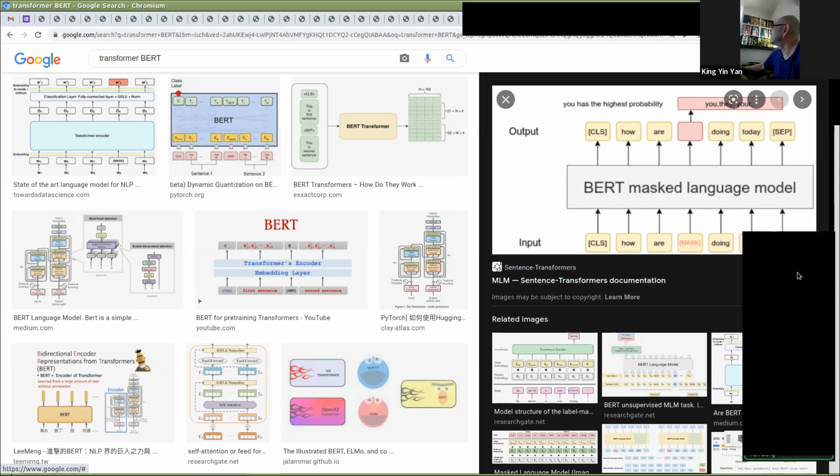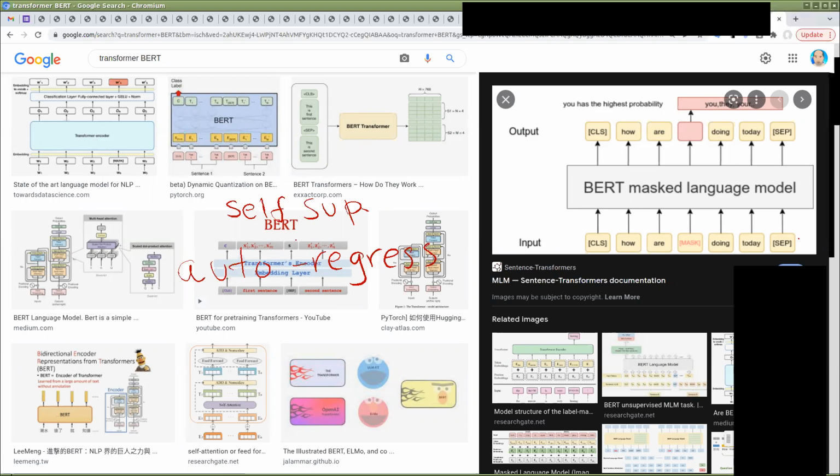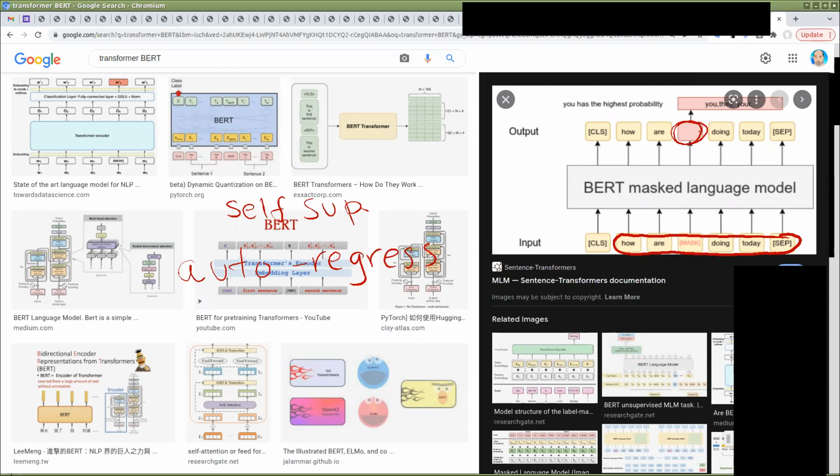By self-supervised, it also means an auto-regressive model. Have you heard of auto-regression? Auto-regression means you input a sequence and you want it to predict the next token. Sometimes the token is masked and you want it to predict this one, given the context.